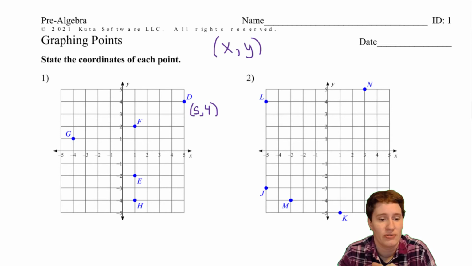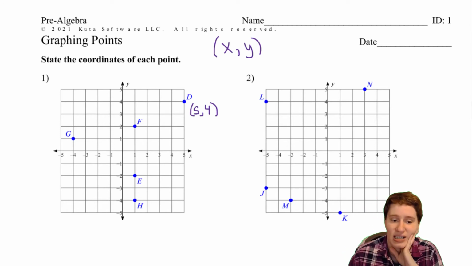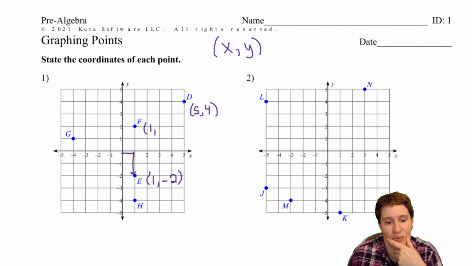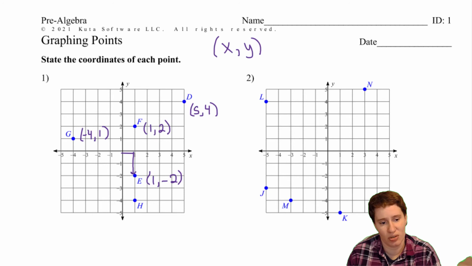And we can just go through and find each of these points. Like let's do E next because it's the next letter in the alphabet. E is, we'd have to go right 1 and down 2. So that's positive 1, comma, negative 2. F, we'd go right 1 and then we'd go up 2. So 1, comma, 2. G, we'd go left 4 and up 1. So that's negative 4, comma, 1. And then H would be right 1 and down 4.